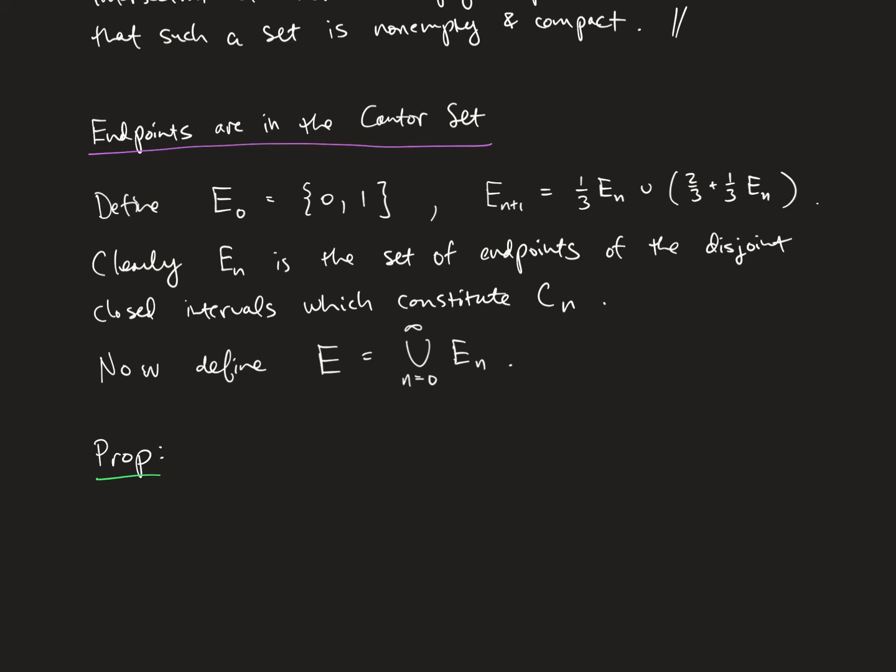So we don't really strictly need this fact, but it's sort of related to the fact of the Cantor set that the C_n sets are nested in each other. In fact, (1) E_n is contained in E_{n+1}. Okay, so in the next stage, we're adding more endpoints onto the previous stage, and (2) E is contained in the Cantor set.